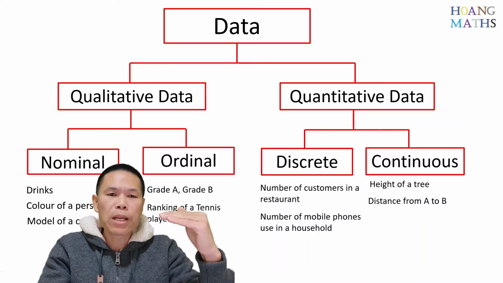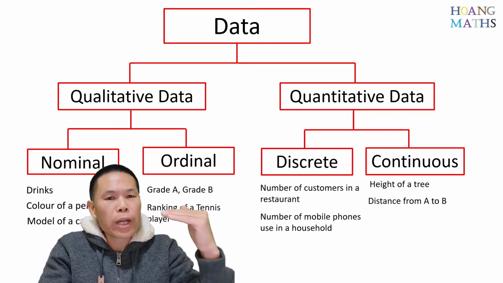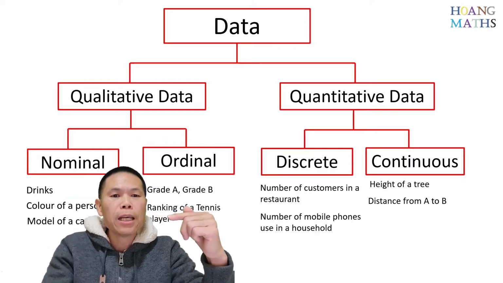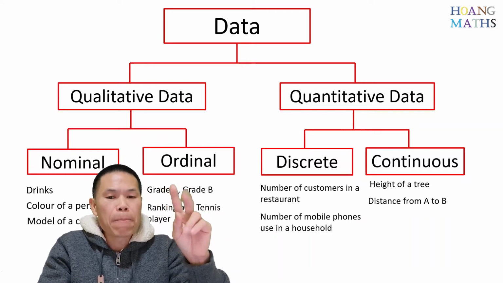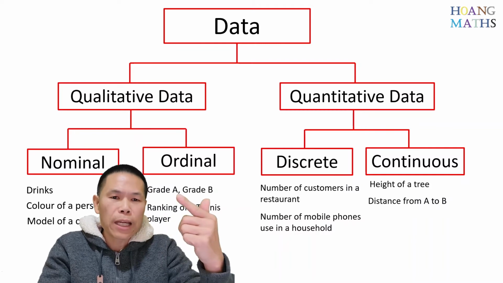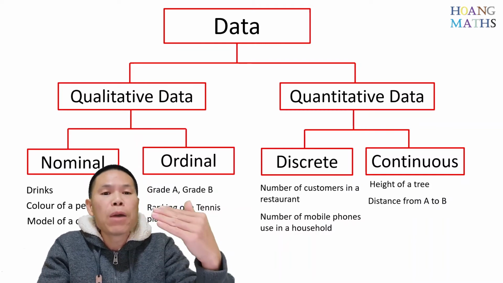A lot of information given. So let me go through a quick recap so you can do an exercise yourself to see whether you remember all this information. Okay. So we have two types of data. We either have quantitative or qualitative data. Qualitative is non-numerical data, whereas quantitative is numerical data.